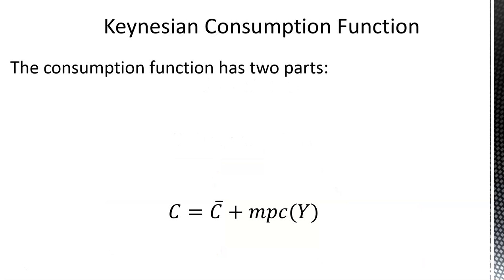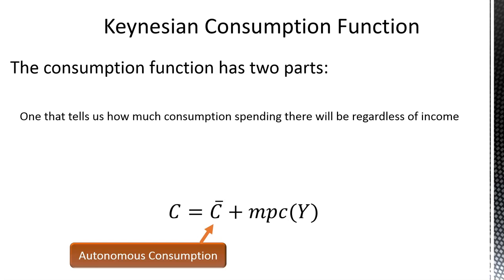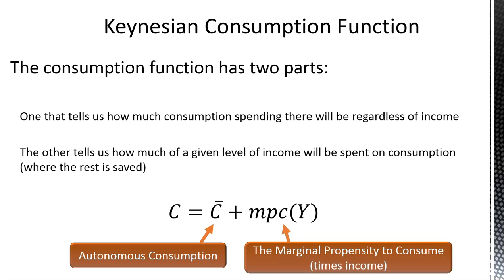The Keynesian consumption function consists of two parts. You've got C bar, which we'll call autonomous consumption. This tells us how much consumption spending would be spent regardless of income. So hypothetically, if we said the economy produced no income, C bar, autonomous consumption, is telling us how much consumption spending there would still be even though there's no income. So perhaps people are pulling out of their savings or what have you. The other part is the MPC, the marginal propensity to consume, times income. This term, MPC times Y, tells us how much of the total income generated in the economy will be spent on consumption, the rest being saved.